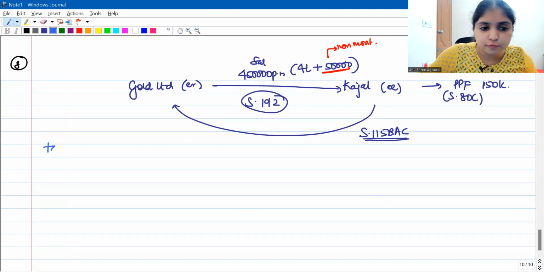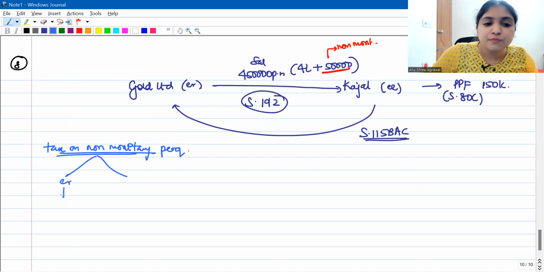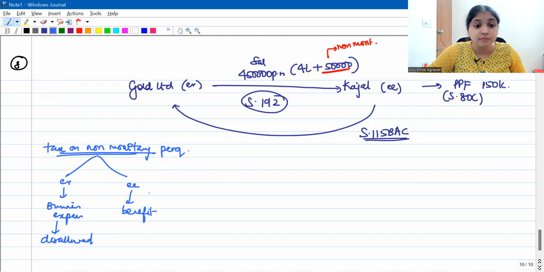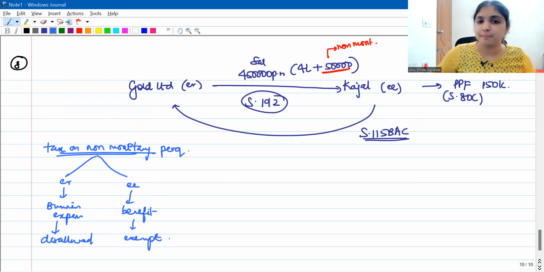I hope you recall the provision tax on non-monetary perquisite. If it is being borne by the employer, then what's the tax treatment? See, for the employer, this is definitely a business expense, right? Because employer is paying employee's tax. But this business expense is disallowed for the employer. For the employee, definitely this is a benefit because the employee does not have to pay this tax. This tax is being taken care of by the employer. He can escape the payment of this tax. It is definitely a benefit which he is enjoying because of his employment, but this benefit is going to be exempt for the employee.